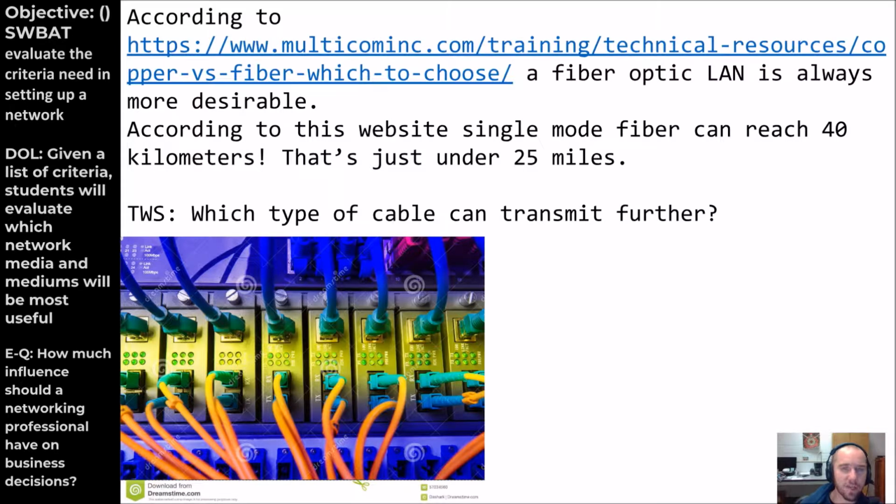So my big takeaway from that article was that fiber optic is more desirable. Later I'll tell you why it's not as common, but for now, according to this website, single mode fiber can reach 40 kilometers, so that's just under 25 miles. On the site I showed you the 12-mile mark. Well, that's just to say at that bit per second rate of 10,000 megabits per second. At the end of the day, we could have a fiber optic cable going 25 miles without a repeater or a hub and still maintain the data that it's sending.